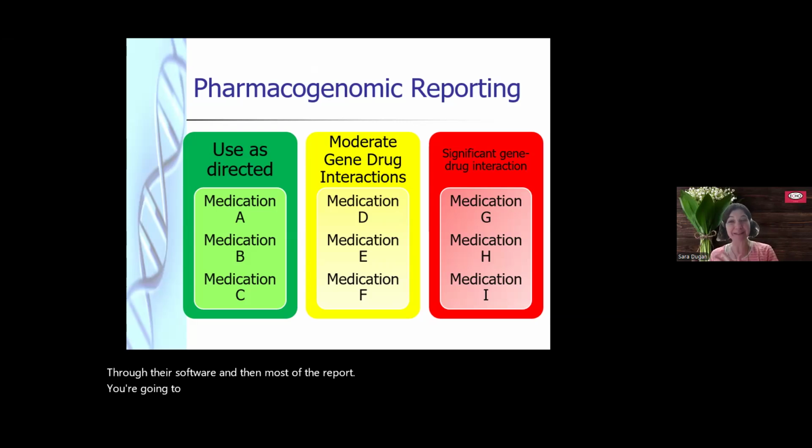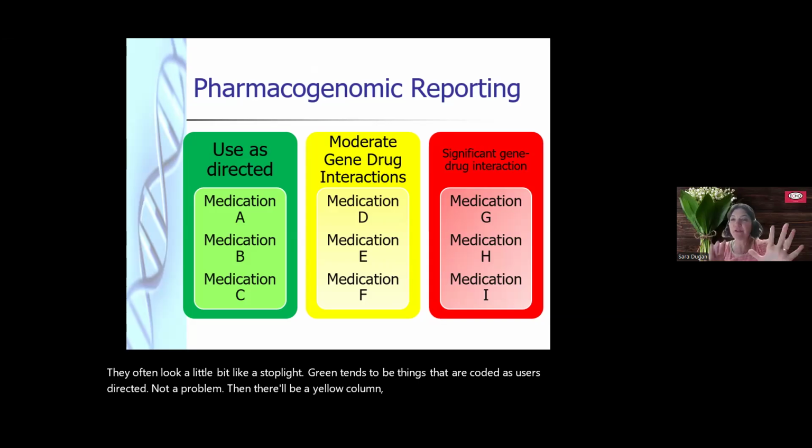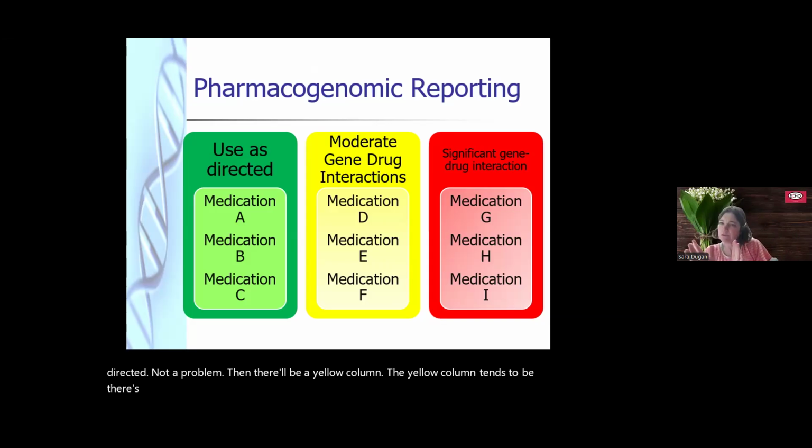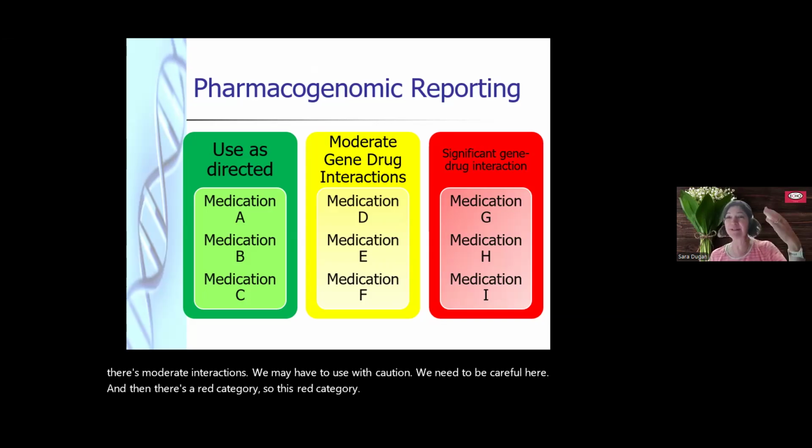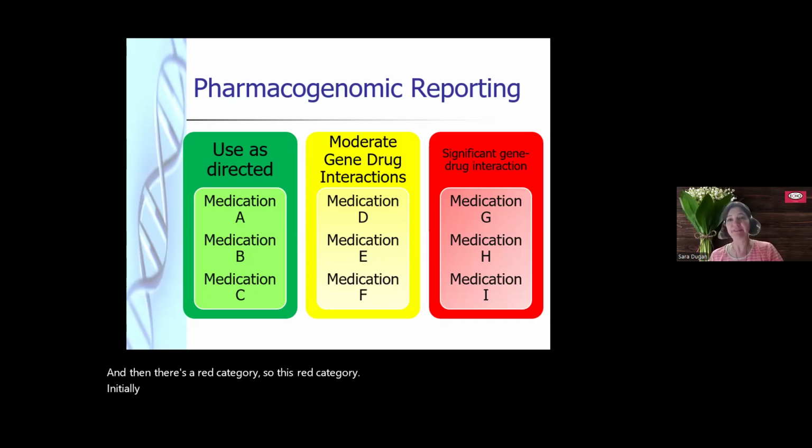They often look a little bit like a stoplight. Green tends to be things that are coded as use as directed, not a problem. Then there'll be a yellow column. The yellow column tends to be, there are moderate interactions, we may have to use with caution. We need to be careful here. And then there's a red category. This red category initially was significant concerns. We really need to think about the use of this. They've now renamed it a little bit to significant gene-drug interactions.